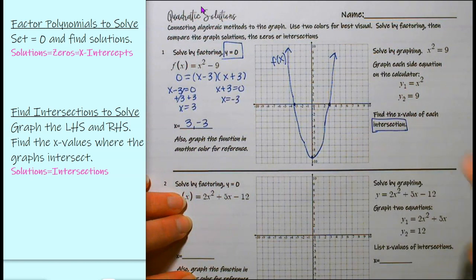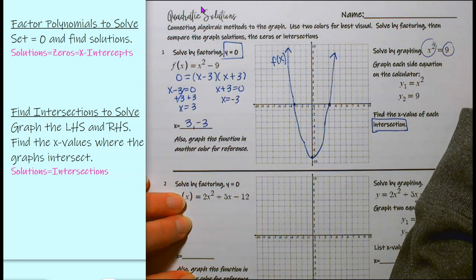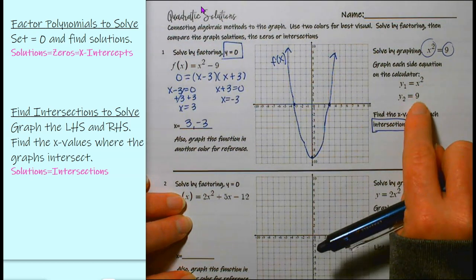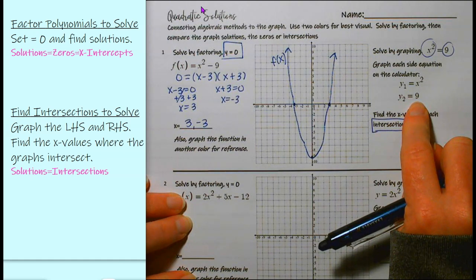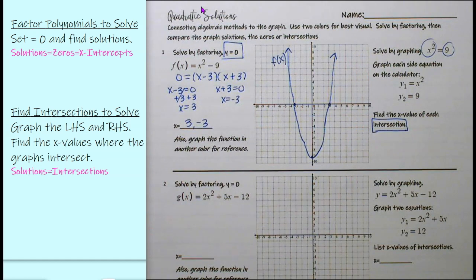So what I want to do is find out where x squared, the graph, runs into 9. Okay, so this is going to look like a parabola when I graph it, and this will be a straight line at y equals 9. So it'll be straight across the top here. So let's look at that on the calculator.